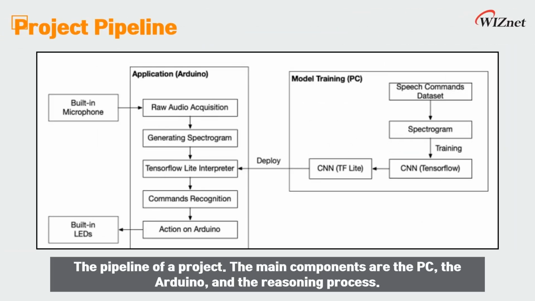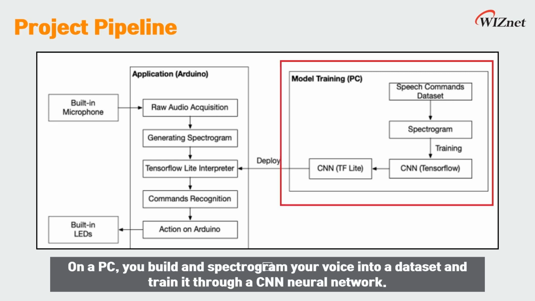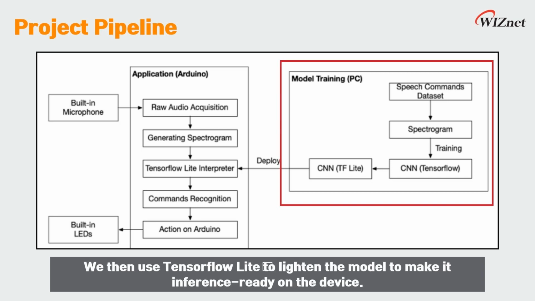The pipeline of the project. The main components are the PC, the Arduino, and the reasoning process. On a PC, you build a spectrogram of your voice into a dataset and train it through a CNN neural network. We then use TensorFlow Lite to lighten the model to make it inference-ready on the device.